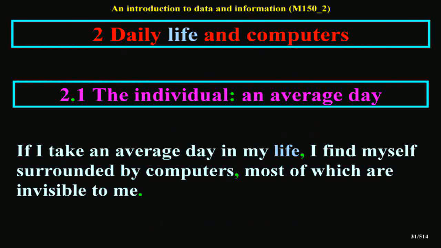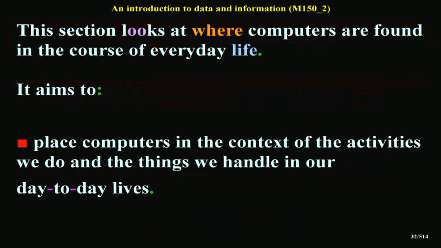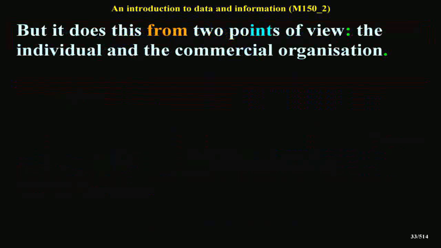2. Daily life in computers. 2.1 The individual. An average day. If I take an average day in my life, I find myself surrounded by computers, most of which are invisible to me. This section looks at where computers are found in the course of everyday life. It aims to place computers in the context of the activities we do and the things we handle in our day-to-day lives, but it does this from 2 points of view. The individual and the commercial organization.